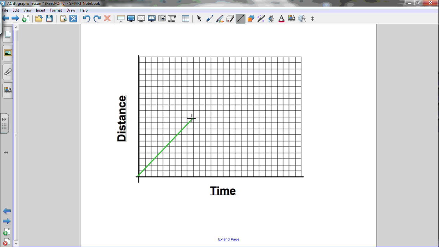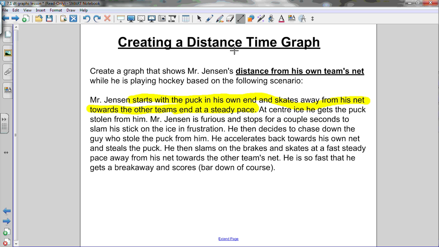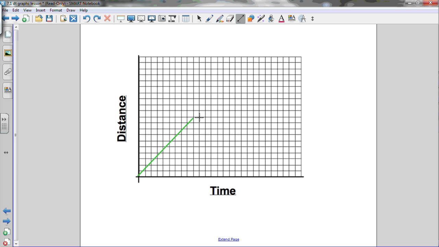And then let's look at what it says next. It says, at center ice, I get the puck stolen from myself. Okay, so that means that this line should stop about halfway. I'm going to assume this represents the entire distance of the rink. So this is my own end, and this is the other team's end. So I start my own end, and then I'm moving away. So about halfway is about right here. So that's good. That's about center ice.